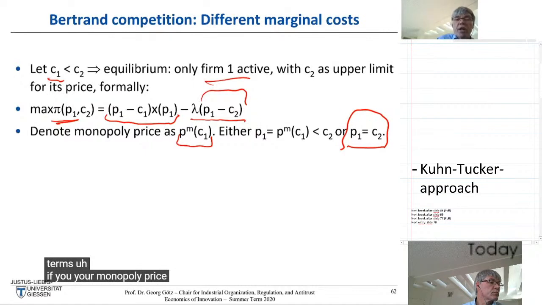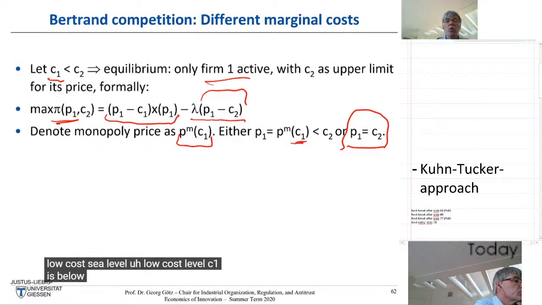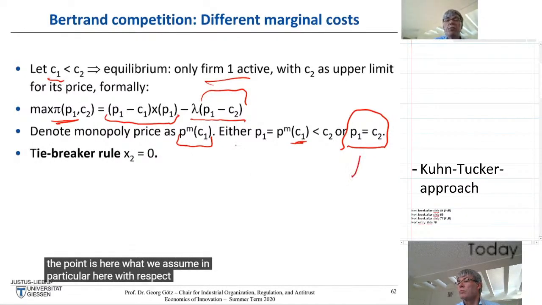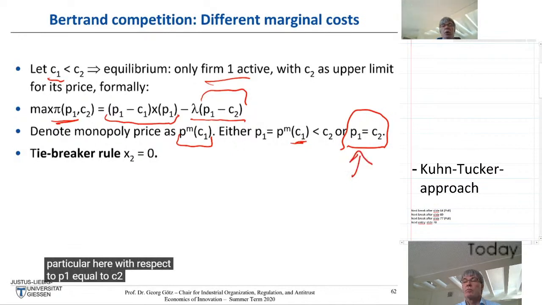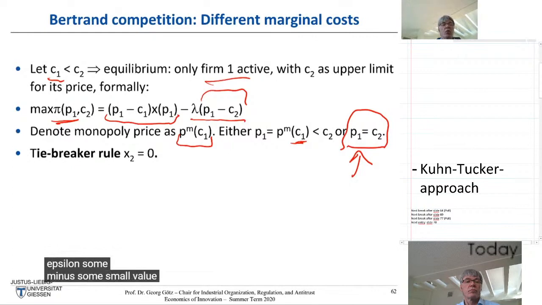If your monopoly price, given your low cost level C1, is below the price of the rival, you will charge the monopoly price. Okay, is that clear? So the point is here, what we assume in particular with respect to P1 equal to C2. Typically, we would say you get the whole market only if you charge slightly less than your rival, so maybe C2 minus some epsilon, minus some small value. We just assume here the following tiebreaker rule, namely that X2 is 0 if they charge the same price.